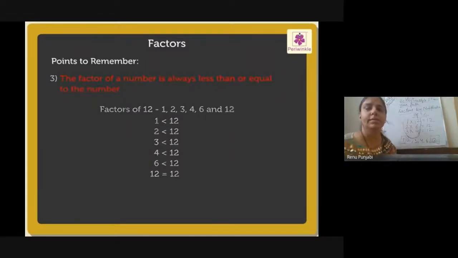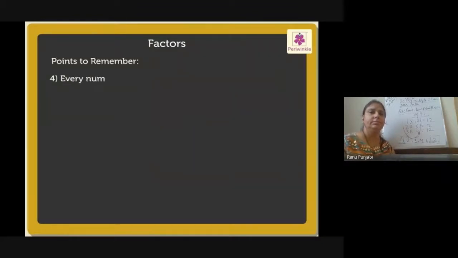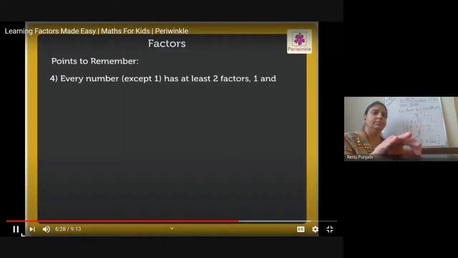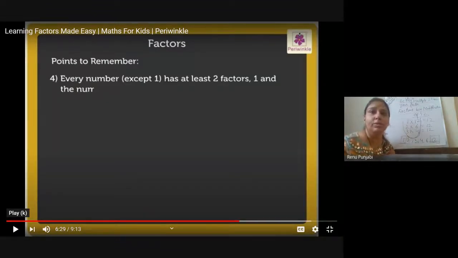Thus, it shows that the factor of a number is always less than or equal to the number. Point 4. Every number except 1 has at least 2 factors, 1 and the number. As I said, except 1, because 1 is a unique number, not a prime number. We will learn about prime numbers, composite numbers and whole numbers as our next topic. But till now, we should know that 1 has only one factor, and other numbers have at least 2 factors. We are clear, right?